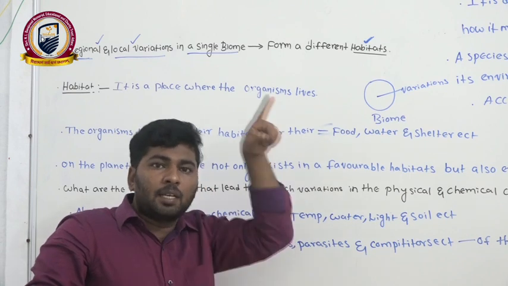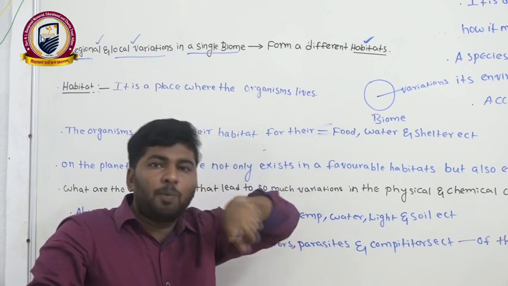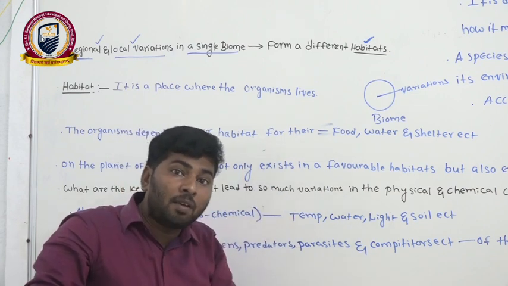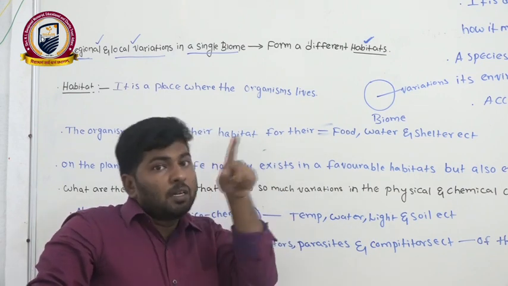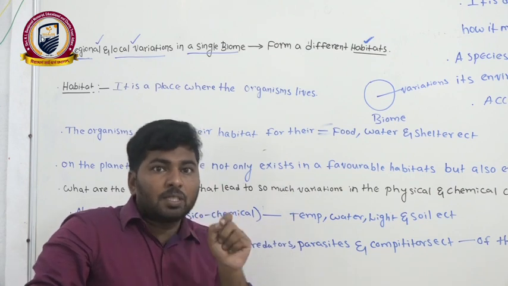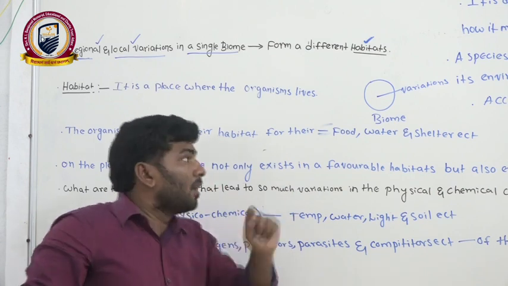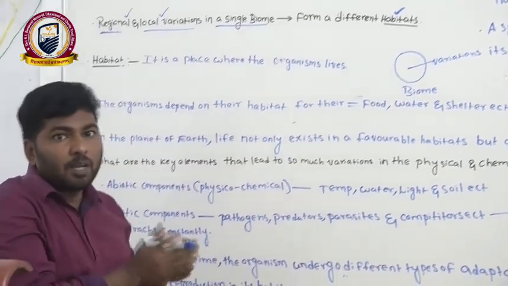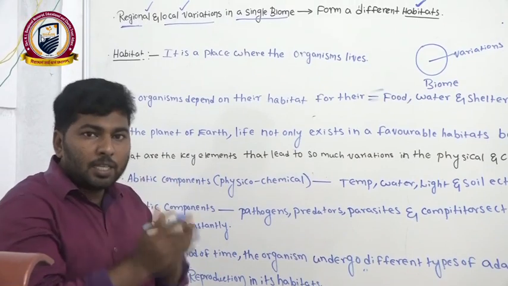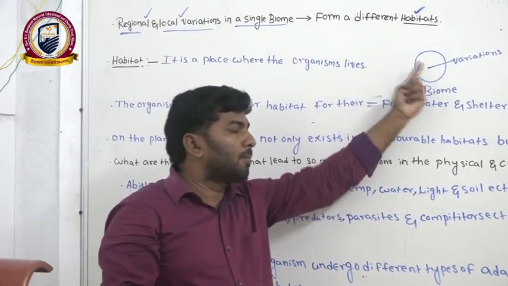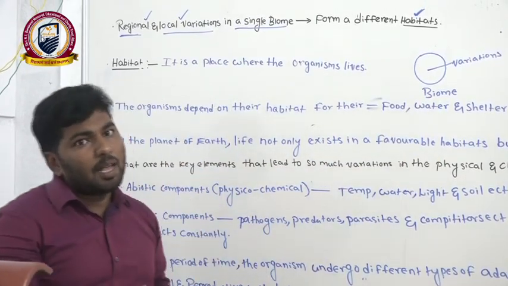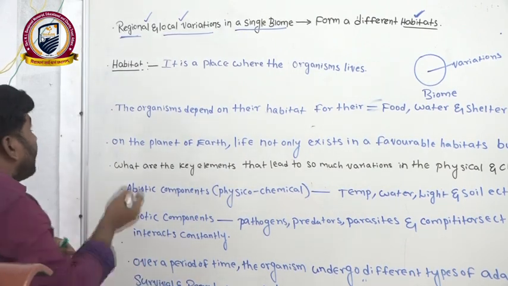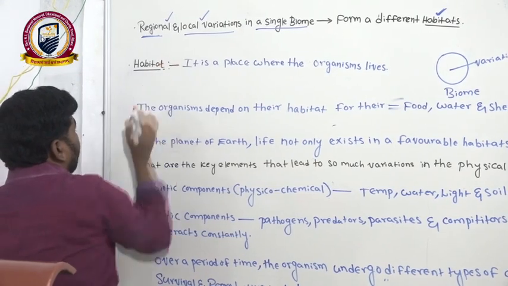In the complete environment, or across the globe, in our biosphere, variations in annual temperature and annual precipitation may cause the formation of different biomes. But here, the variations are happening within a particular biome, and that leads to the formation of different types of habitats. Okay, clear? Now we'll see what is meant by habitat actually.